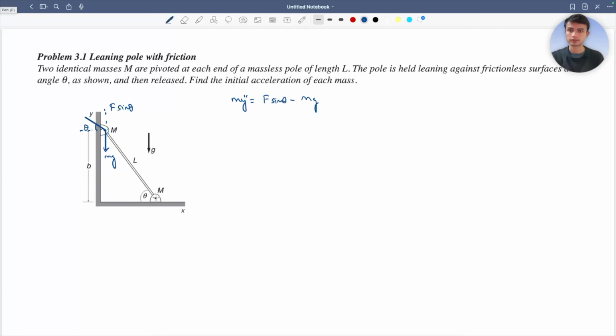And here I can draw something like this, with theta. So we will have F cos theta. So my m x double dot must be equal to F cos theta. Here I have my equation 1, here I have my equation 2, and now I need a constraint. So I also have a constraint equation, which says that x squared plus y squared equals L squared.